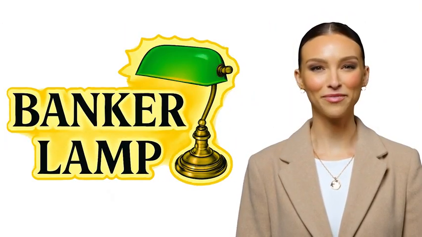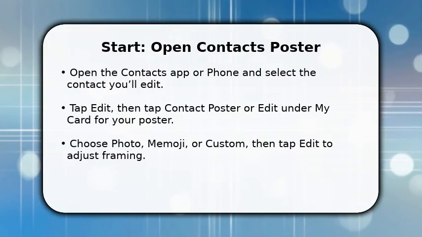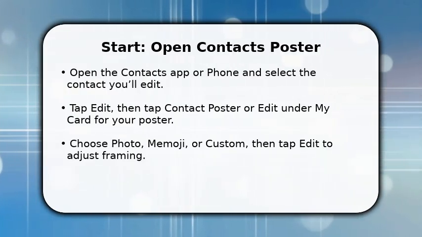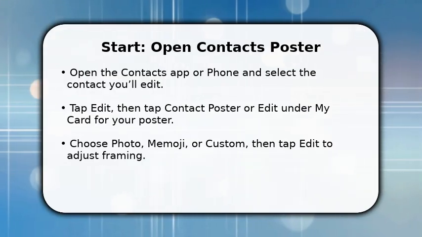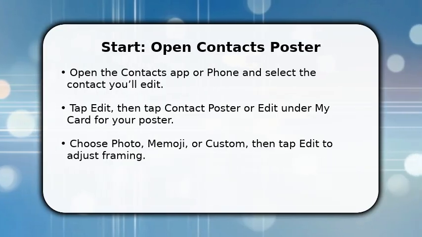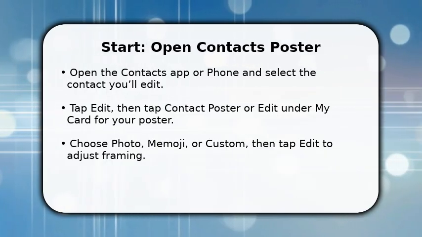Please enjoy the video. You're starting inside Contacts or Phone. Pick the contact whose poster you want to personalize. Tap Edit, then select Contact Poster or Edit under My Card so you can override defaults. Choose whether you want a photo, memoji, or a custom background.